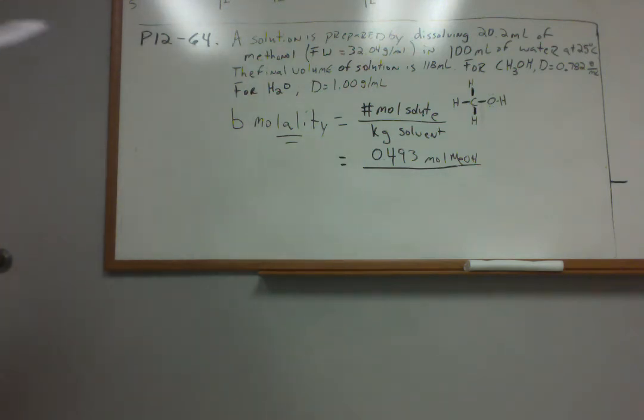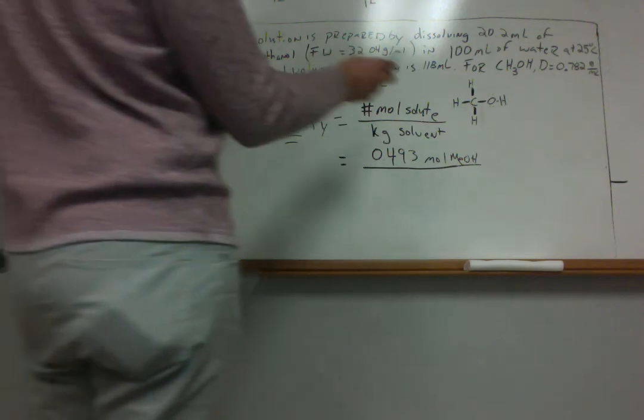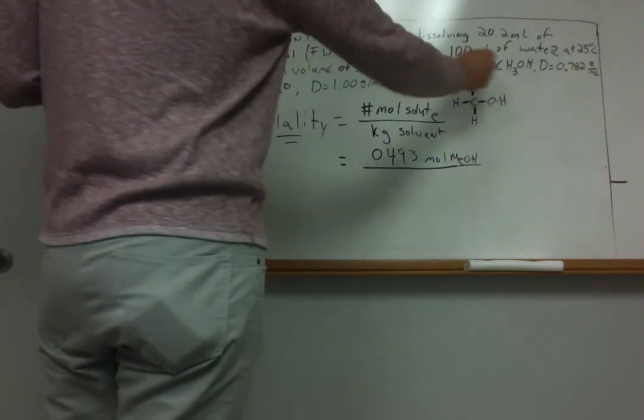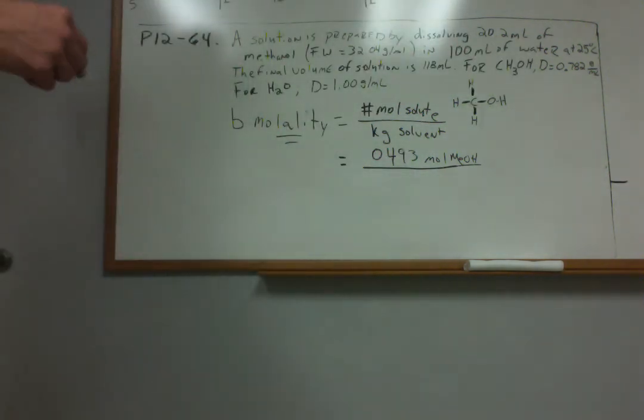Now we need to figure out how many kilograms of solvent we've got. Well, first we need to decide what the solvent is. Remember, the solvent's always present in highest quantity or determines the phase. So the solvent in this particular case is our water. It's present in largest quantity. All right, so we've got 100 milliliters of water.